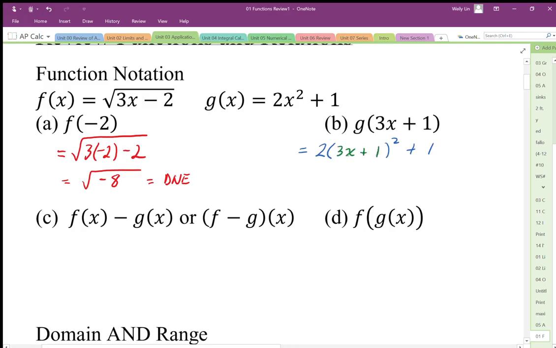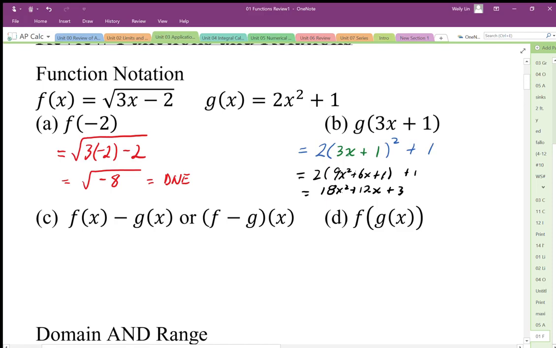Okay, so once we've done that, we've actually done the function notation. What's implied though, we should always expand and simplify or combine like terms. So here we're going to end up with 2 times 9x squared plus 6x plus 1 plus 1. So 18x squared plus 12x plus 2 plus 1, so plus 3.